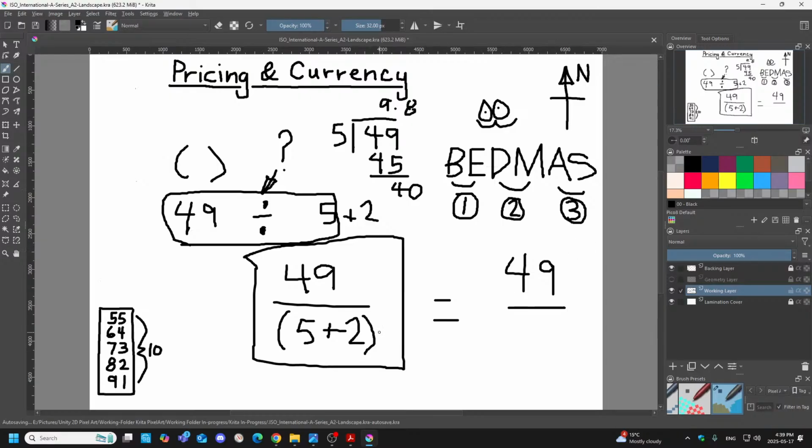So their answer would have been 9.8 plus 2, right? This is the incorrect answer. I'm trying to show you. 9.8 plus 2 is 11.8. So they would have had 11.8 for an answer in a decimal value, when in fact it's 7. Two different answers. Okay, that's my point.